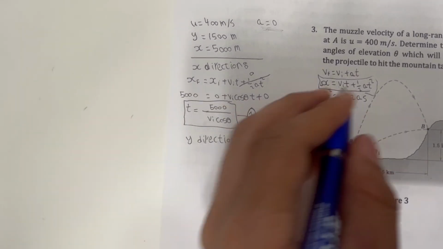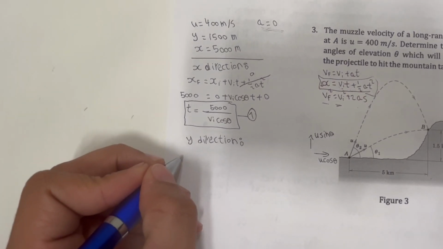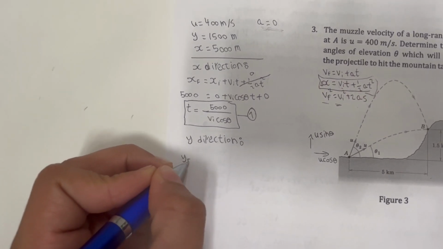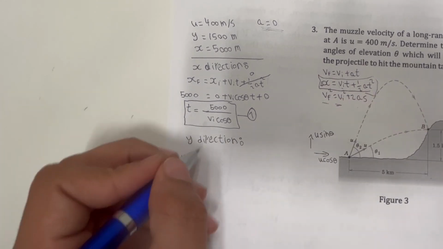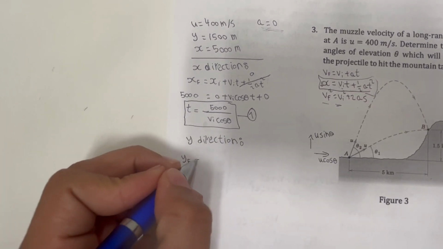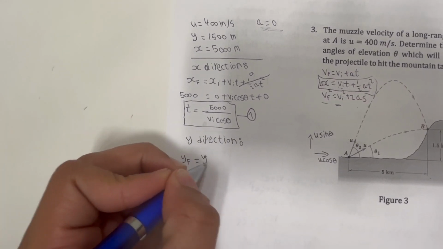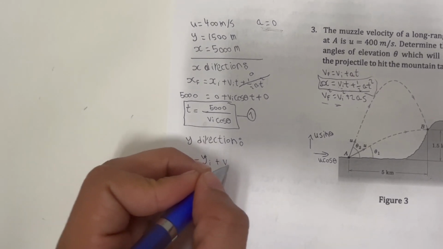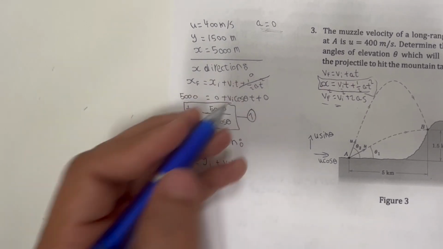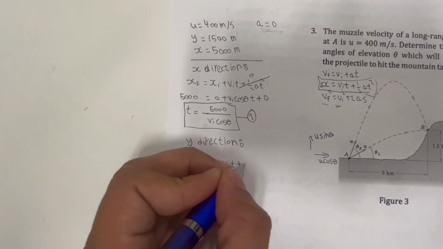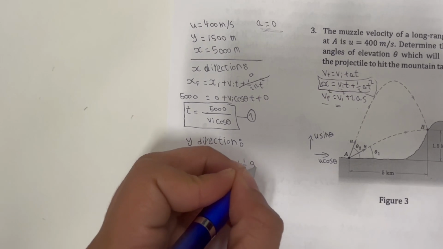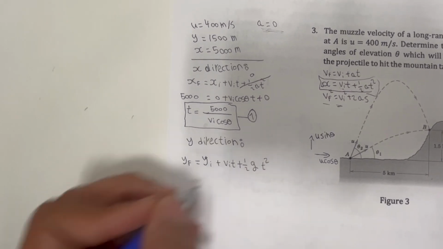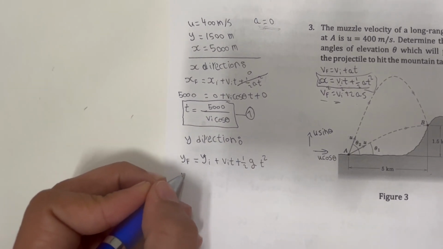Y direction. We're going to use the same equation. Didn't change anything. It's going to be the same thing. So y final equals y initial plus v initial t. That's the only part that is going to change, plus half g t squared. That is gravity. Okay, so y final.